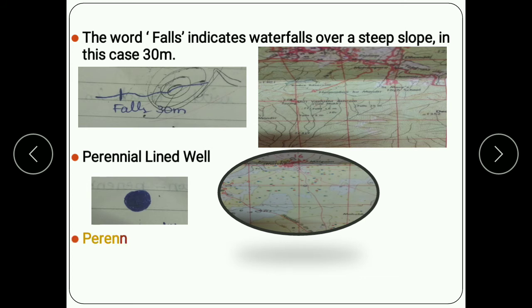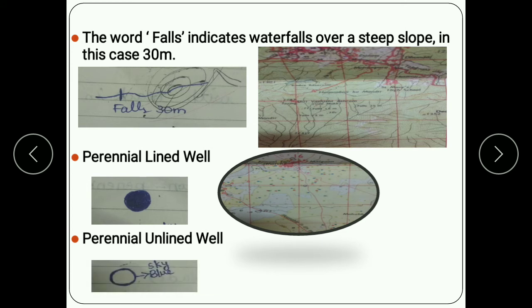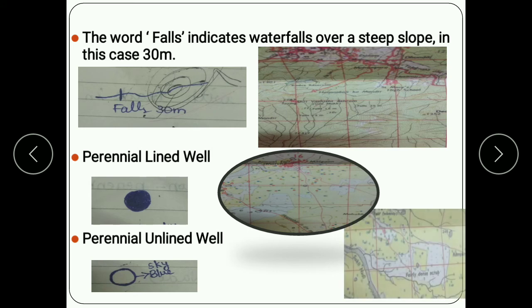Next, perennial unlined well. They are mostly dry. They are seasonal ones. In summer months they run dry. That is why the shape is the same as a perennial well, a circle. The circle will be in blue color as the outline, but inside it there will be no blue color filled. Only a single outline will be made with blue color. So that is a perennial unlined well, which means it is also perennial and water is present, but they are not lined, they are unlined, and they are just used whenever required.